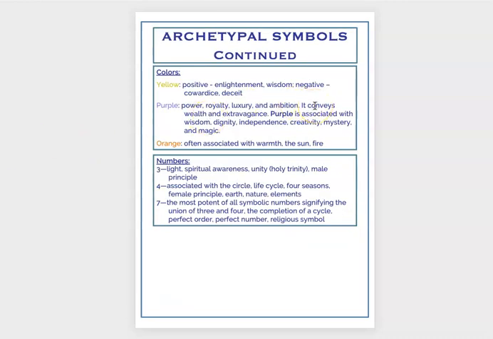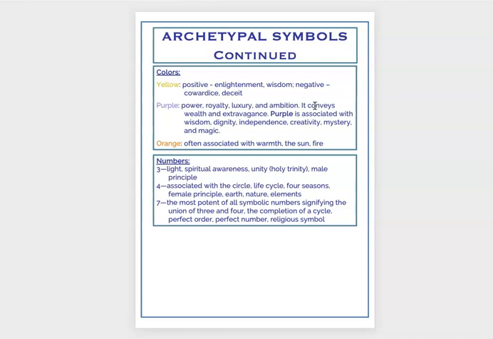So yellow, the positive is enlightenment, and the negative is cowardice and deceit. And purple is royalty. It's the highest vibrational frequency, ultraviolet. Power, royalty, luxury, ambition, extravagance. It can also be associated with wisdom and dignity and magic. The orange is often associated with warmth, the sun, and fire.